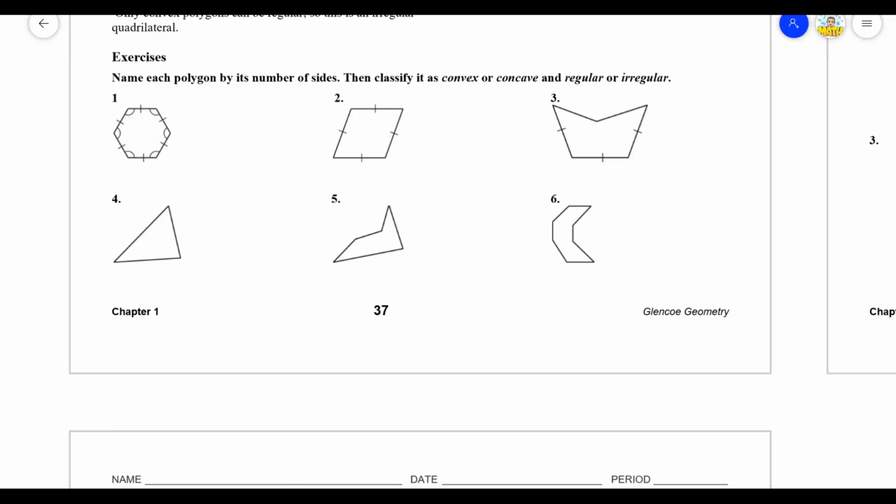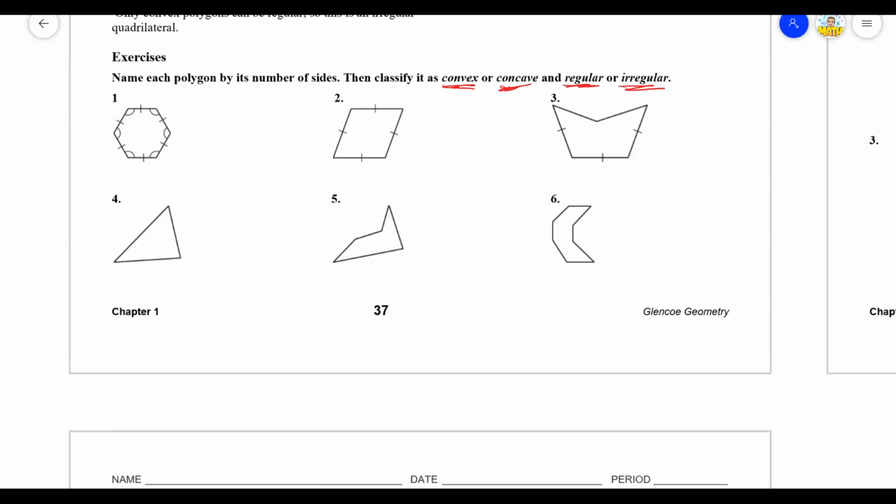Okay, so we want to answer two things with these. We want to name the polygon by its sides, and then we want to talk about whether it's convex or concave, and whether or not it's regular or irregular. So I'll look at a couple with you, and then I'll let you finish the rest of them on your own. So the very first one here, number 1, we look at this polygon.